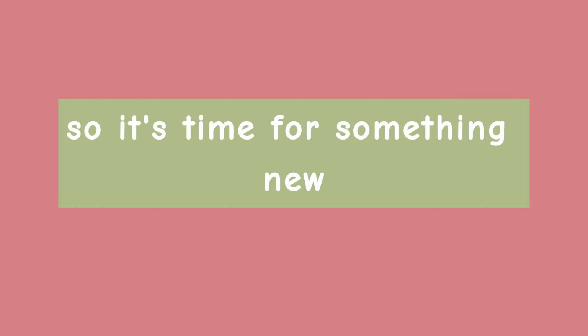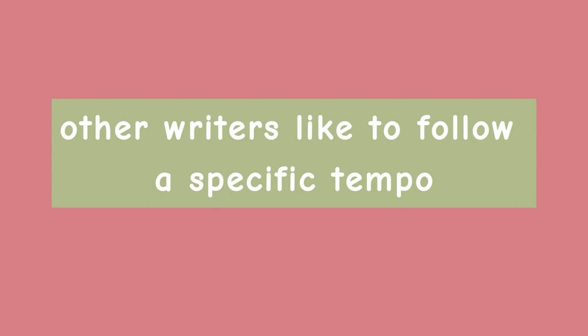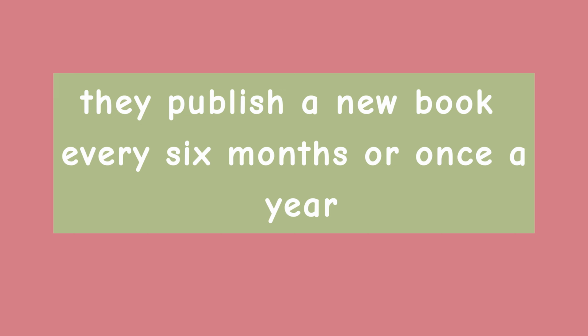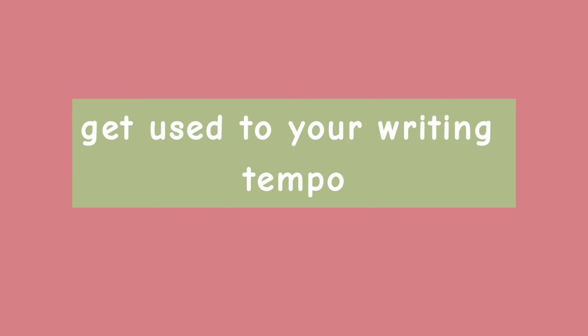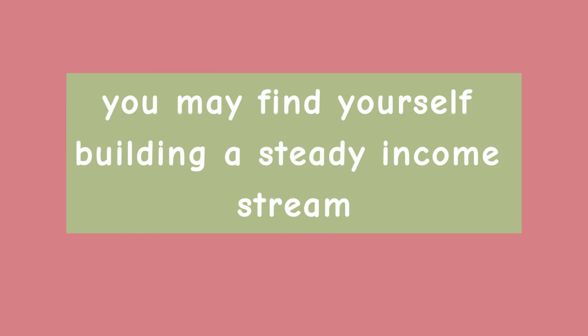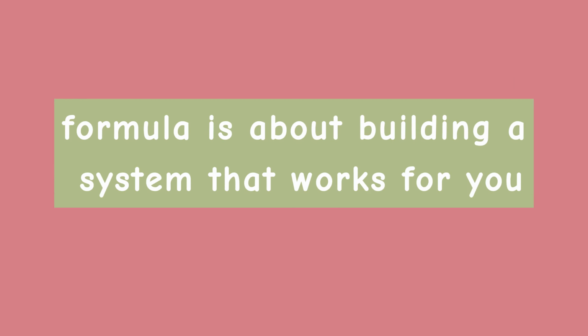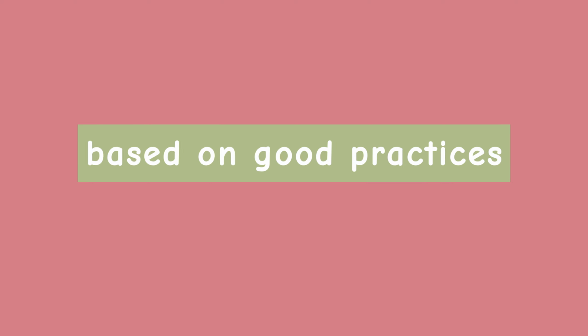Other writers like to follow a specific tempo. For instance, they publish a new book every 6 months or once a year. If this sounds like you, it could be a good approach. After all, if your readers get used to your writing tempo, you may find yourself building a steady income stream. In the end, your winning formula is about building a system that works for you based on good practices.